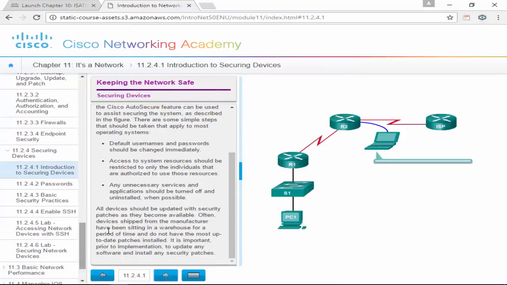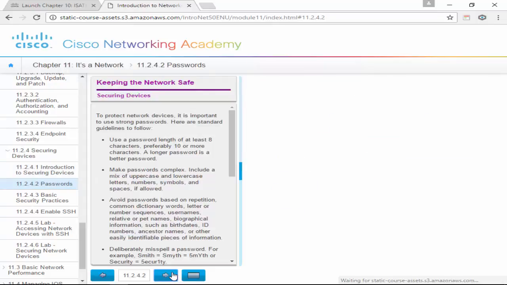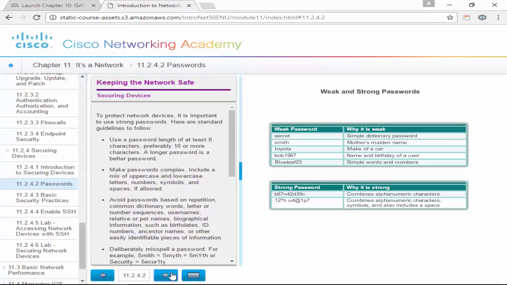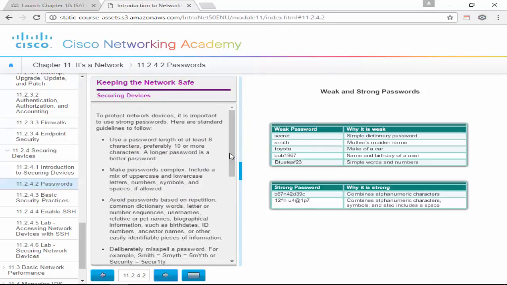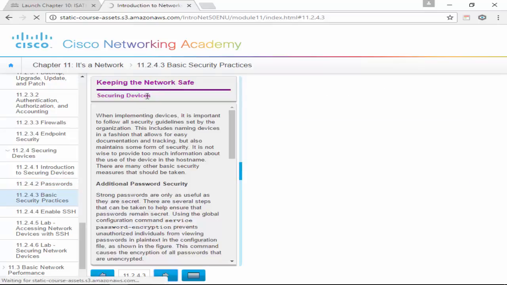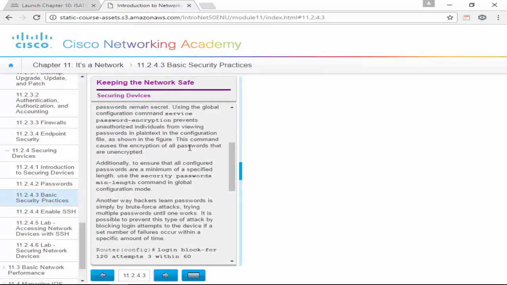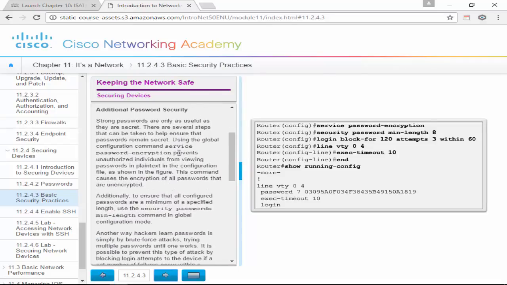Alright. Securing devices. We want to put passwords on them. We want to restrict everything we possibly can and turn off unused services. Passwords. I'm sure you guys have talked about this, but hey, don't make a crappy password. Passphrases are the best. Additional password security, we can run this code: service password-encryption from global config.